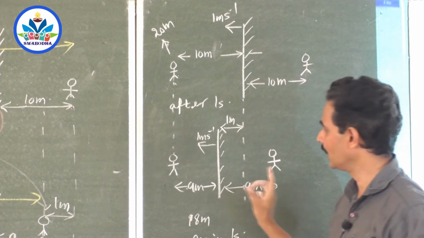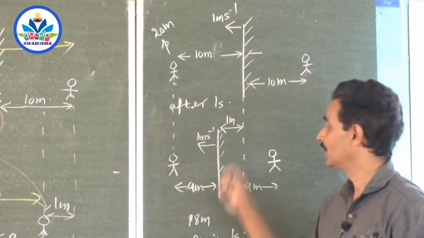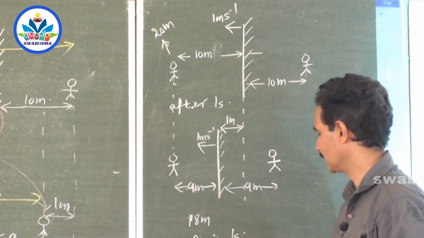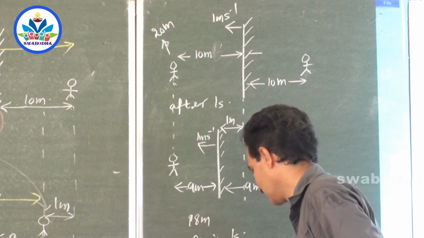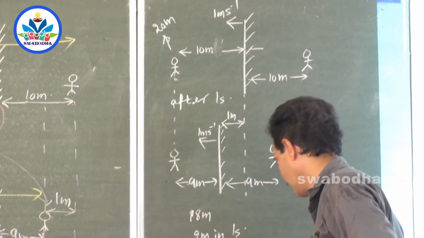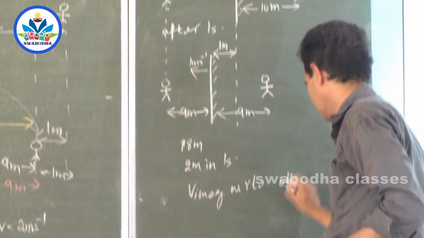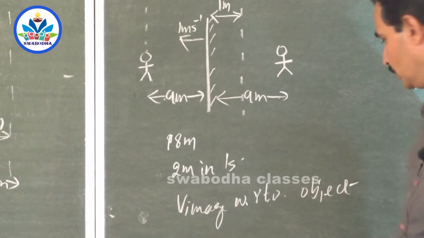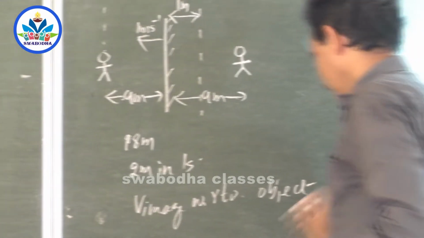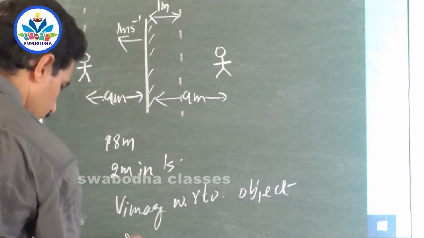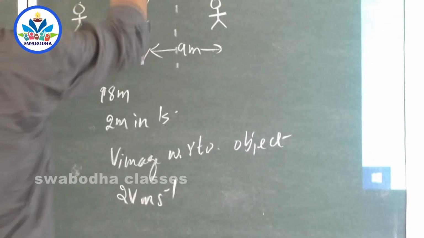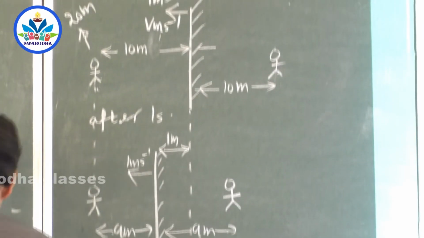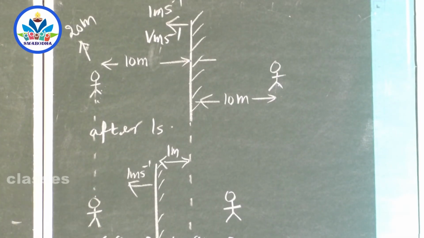So if only the mirror moves towards you with a speed of v meter per second, what is the velocity of the image with respect to you? It is 2v meters per second. The velocity of the image with respect to the object, you have to ask the object itself, but the object is stationary and the mirror is running towards you. So with respect to the object it is 2v meters per second. If the mirror is moving with v meters per second, the image velocity is 2v. So this is how you do it, right?